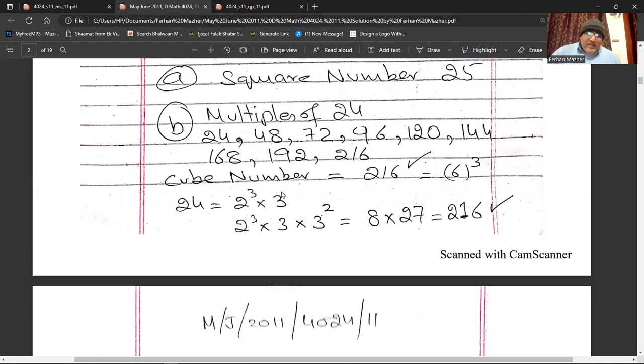This 3 is raised to power 1, so it requires another 3 square. So I will write 2 raised to power 3 into 3. This is 24 multiplied by 3 square, so that this 3 will also become 3 raised to power 3. So it means the number is 8 into 27. 3 into 3 square will be 27. So that will be 216, which is the cube of 6, you can say.